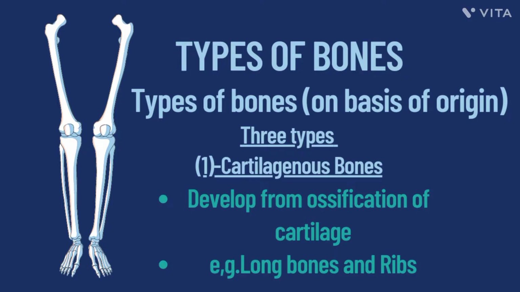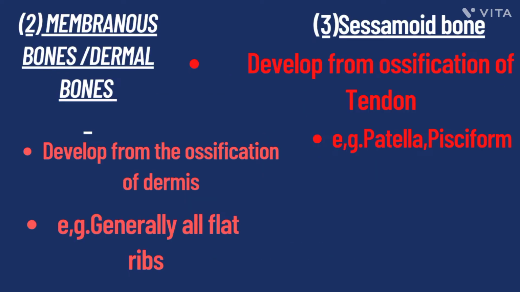Here see types of bones. There are three types of bones on the basis of origin. First is cartilaginous bones. I will discuss it first. Why is it called so? Because cartilaginous bones develop from ossification of cartilage, and ossification means the process of bone formation. For example, the long bones and ribs.